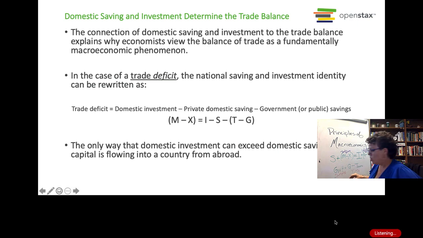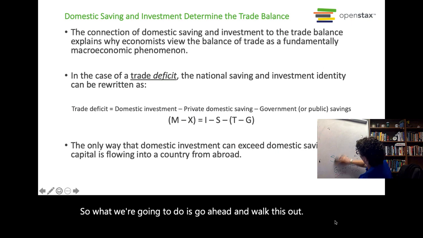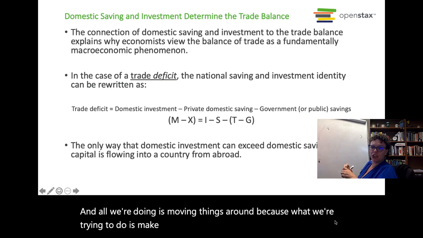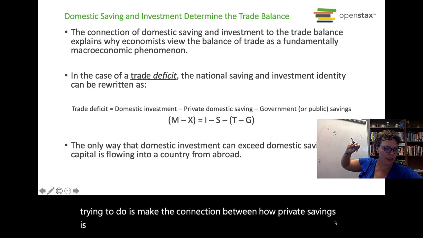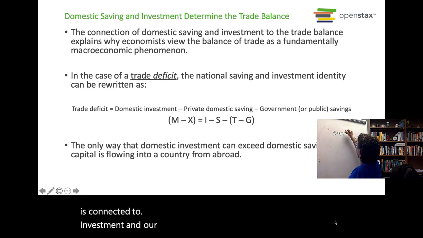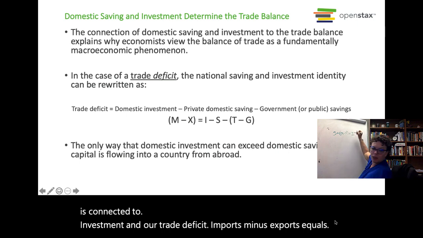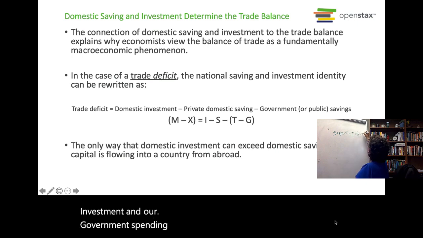Okay? So what we're going to do is go ahead and walk this out. And all we're doing is moving things around, because what we're trying to do is make the connection between how private savings is connected to investment and our trade deficit. Imports minus exports equals investment and our government spending minus taxes.